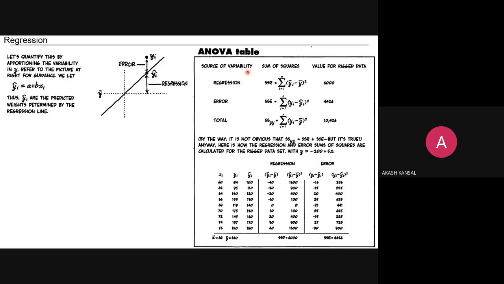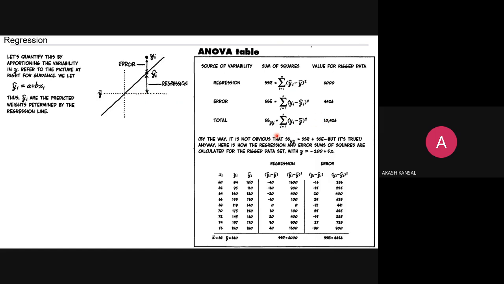We prepare the ANOVA table in which we have the source of variability, the formula, and the values for the sample data that we have. For regression, the formula is the sum of (yi cap minus y bar) squared, which is the SSR. Similarly, we have the error component, the sum of (yi minus yi cap) squared, and the total is the sum of (yi minus y bar) squared.